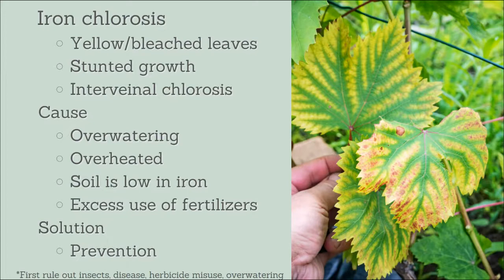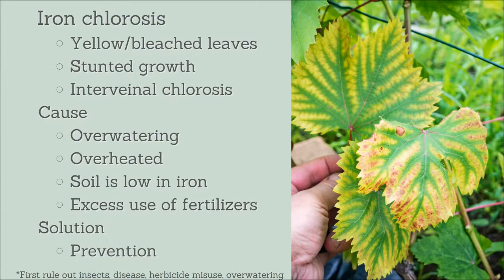And this is really going to affect root function at some point too. So anything that inhibits root function, like flooding or compacted soils, things like that, will also really lessen the availability. So those signs: you see yellow bleached leaves, stunted growth, that interveinal chlorosis.